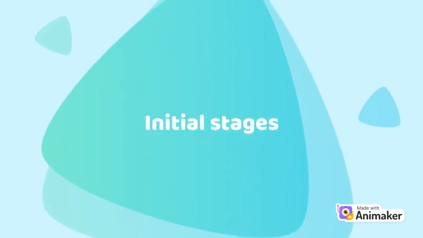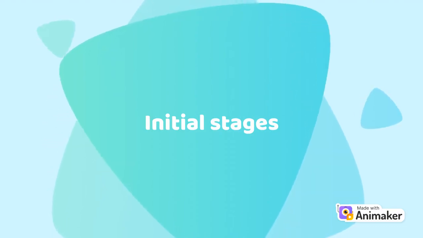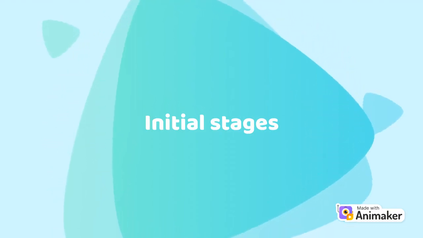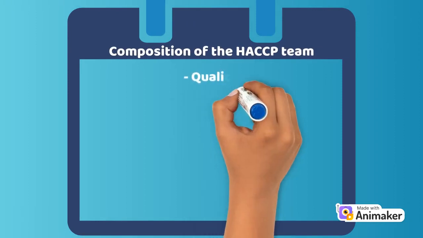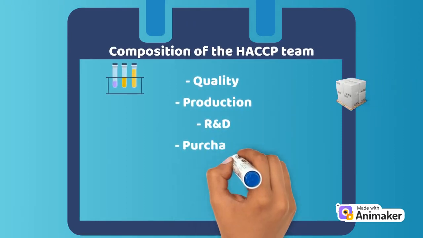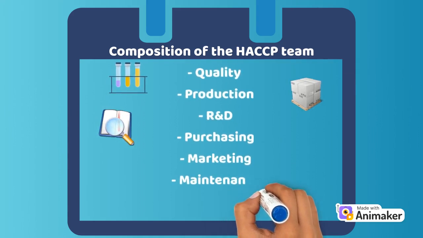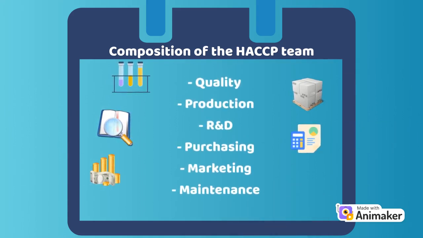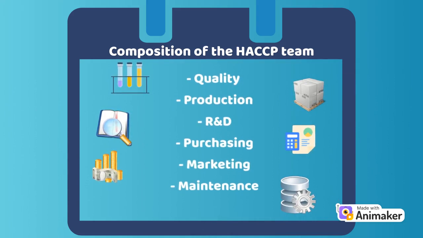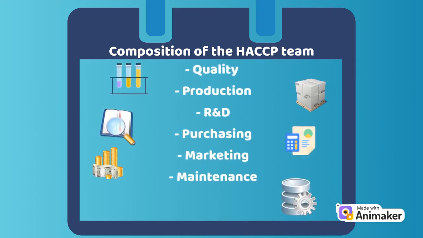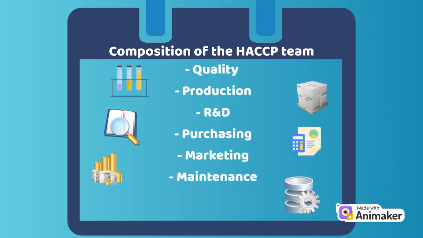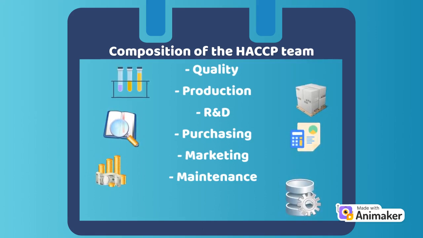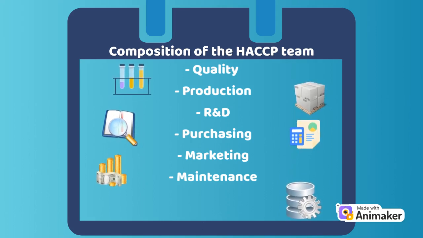Before applying the 7 principles of the HACCP method, we have to lay the foundations with the 4 initial steps. The first step is to assemble the HACCP team. The goal is to bring together company staff from different departments with the required knowledge and experience, and who are involved in the control of health safety. For example, staff members from the quality team, production, research and development, purchasing, marketing, or maintenance. All these people can be useful for reflection.